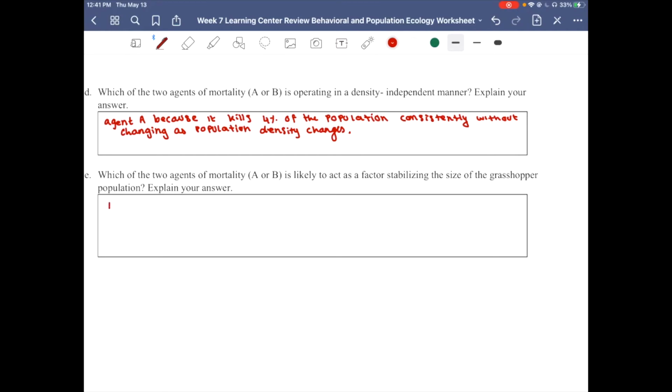Another way you could think about it is, no matter how large the population is, A is only going to remove 4%, which means as the population gets big, it's not going to stabilize because it's going to let the population get big.